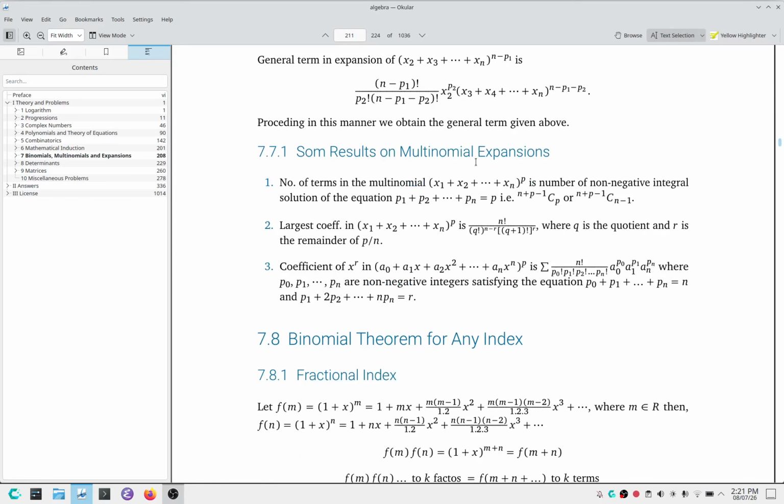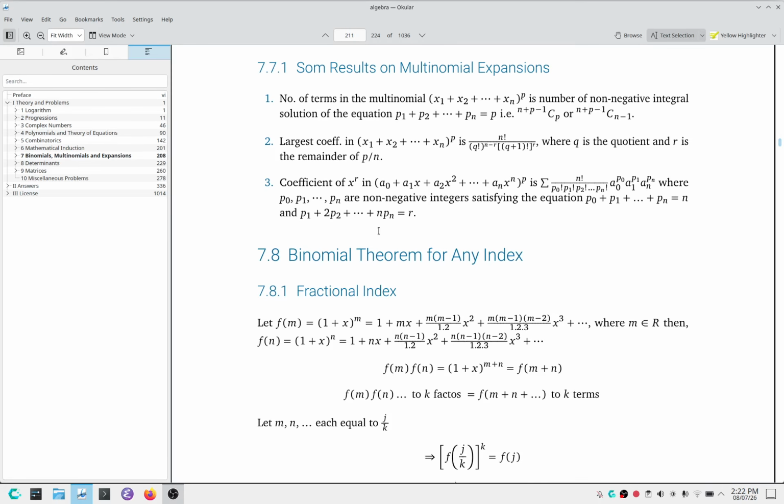Some results on multinomial expansion. The number of terms in the multinomial (x1 + x2 + ... + xn) raised to the power p is the number of non-negative integral solutions of the equation p1 plus p2 up to pn is equal to p. That is n plus p minus 1 C p, or n plus p minus 1 C n minus 1. The largest coefficient in (x1 + x2 + ... + xn) raised to the power p is p factorial divided by (q factorial) to the power n minus r times (q plus 1 factorial) to the power r, where q is the quotient and r is the remainder of p divided by n.